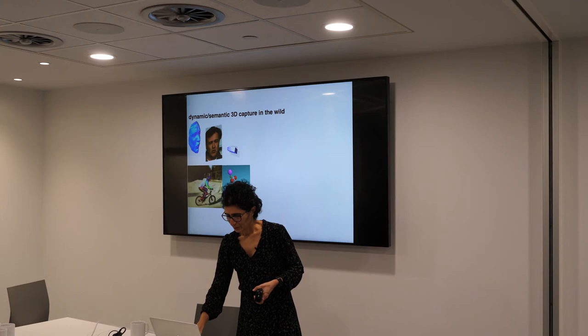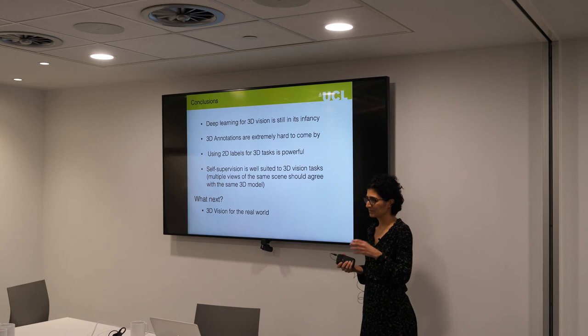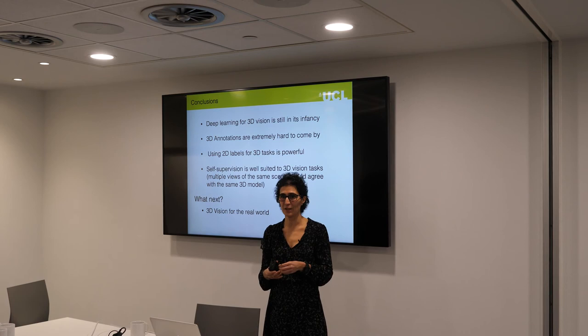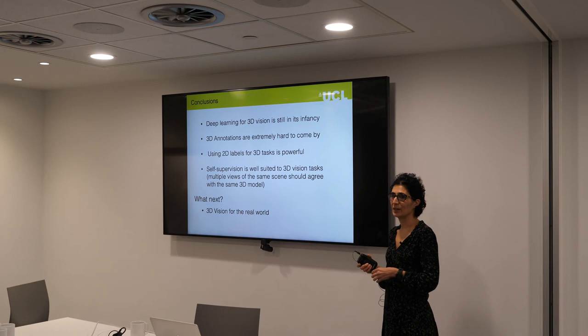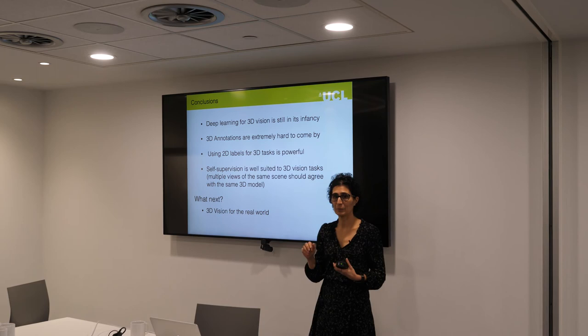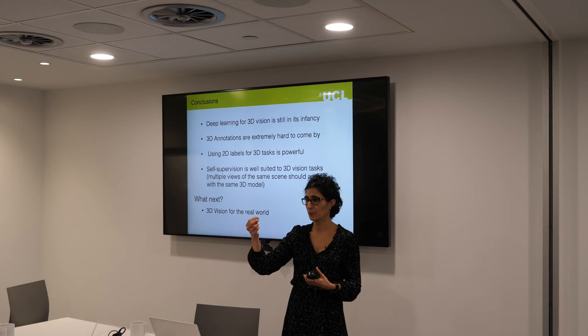Okay, so we've looked at these three problems, and in conclusion, my takeaway message is that yes, deep learning is very useful, but when we use it for 3D vision, it's still really in its infancy. I don't think that we have really extracted all the potential that it has. 3D annotations are very, very hard to come by, and therefore using 2D labels or maybe even using unsupervised approaches is really the way to go.